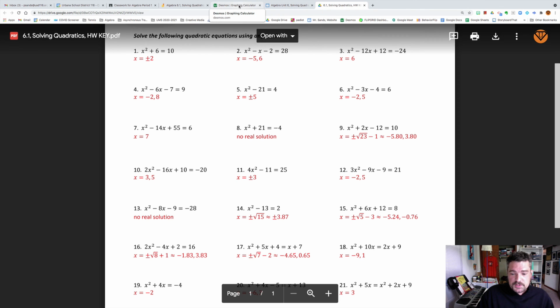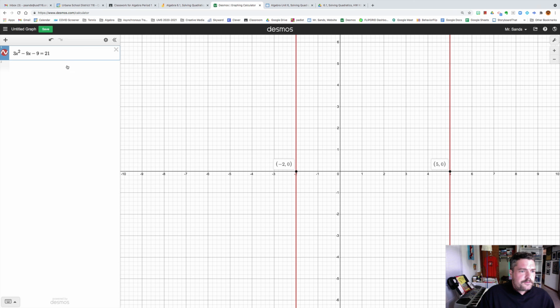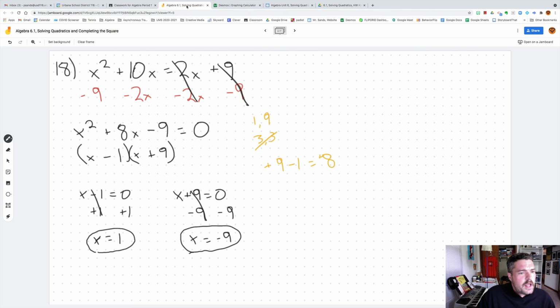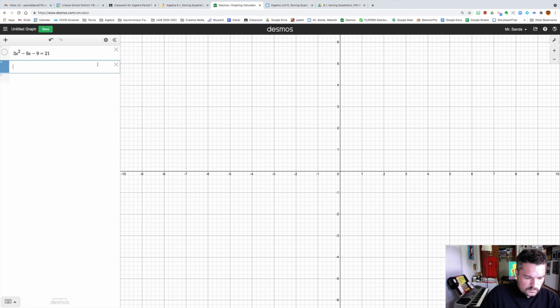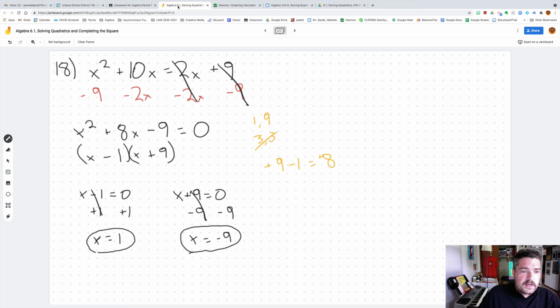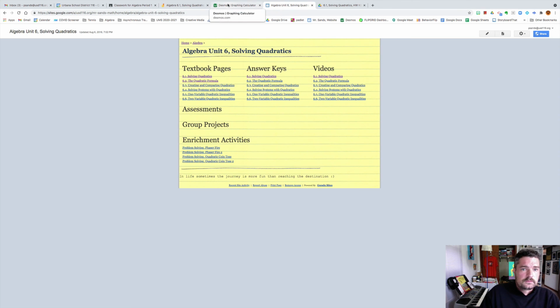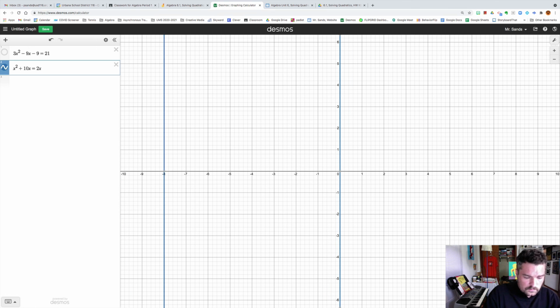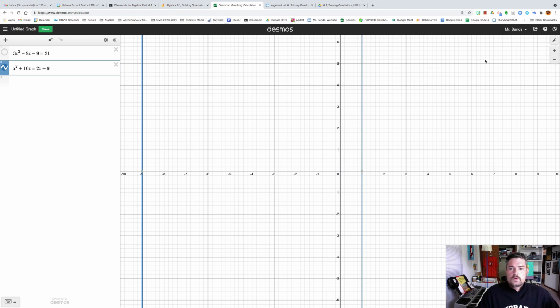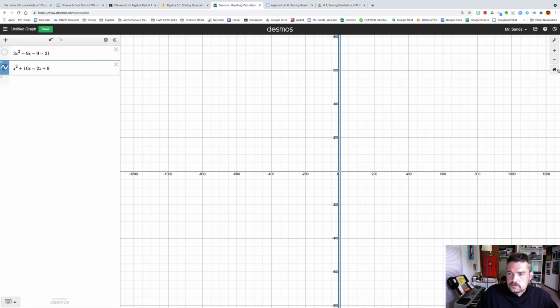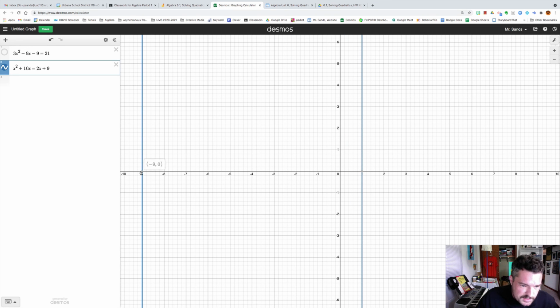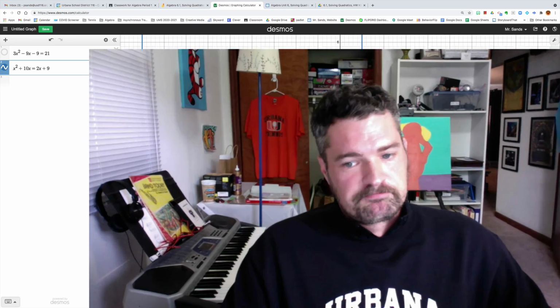Now we can check in on Desmos and make sure too. So we have, turn this one off, x squared plus 10x, we'll type it in as it is, equals 2x plus 9. So you see, I could zoom out. It's going to be a nice, huge parabola again. But if I go to my home screen, I am getting a 0 at the point x equals negative 9, and I am getting a 0 at the point x equals 1. And there you have it.